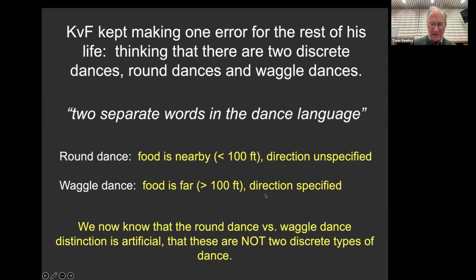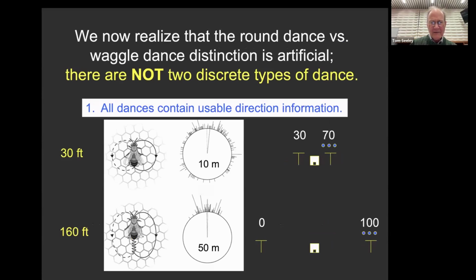But we now know that this distinction between the round dance and the waggle dance is artificial. I mean, they do look different, but they don't have different functions. These are not two functionally discrete dances. They're both recruitment dances to food sources. And we know this from one of the experiments that I did, where I had trained bees out to feeding stations.